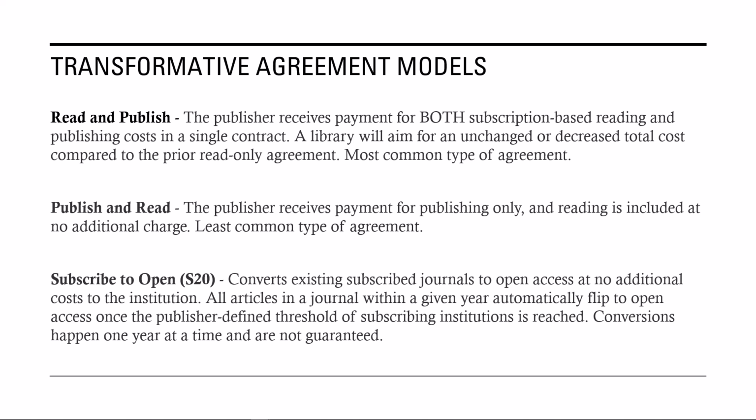This is not as common. The third agreement type is the subscribe to open model. In this model, existing subscription-based journals are converted to open access at no additional cost to the institution. The publisher decides which journals are eligible and determines the target number of subscribing institutions for the current year. Once that threshold is reached, all articles in eligible journals permanently convert to open access for that year. Conversions happen 1 year at a time and are not guaranteed. The subscribe to open model can also apply to ebooks, in which case the conversion to open access is permanent.